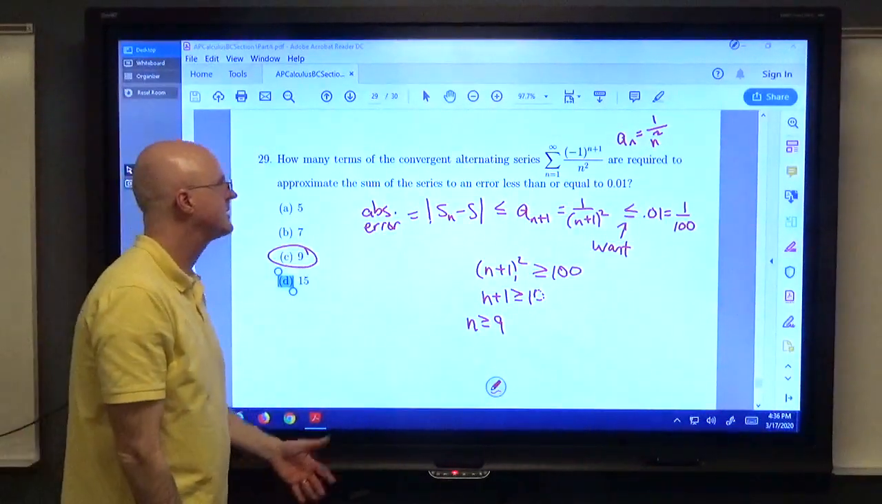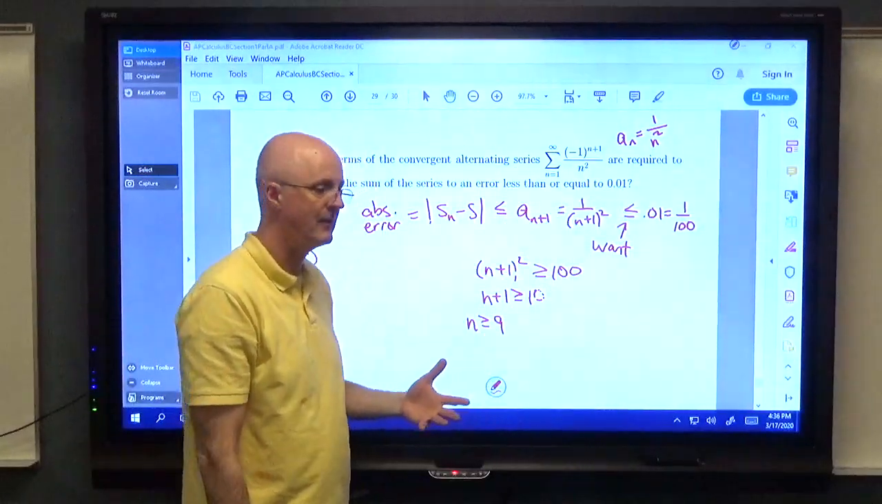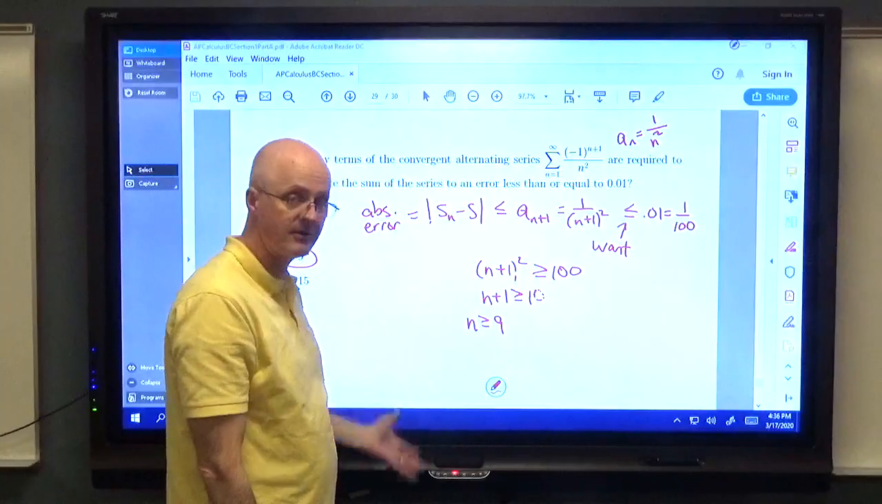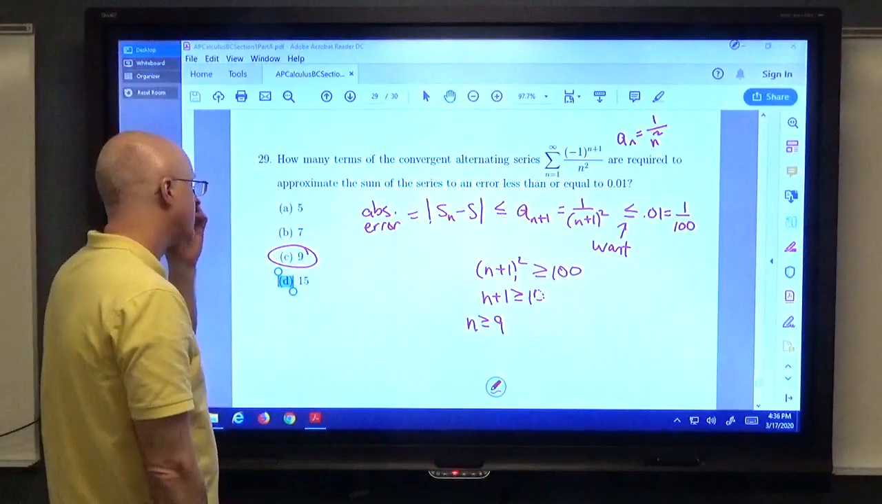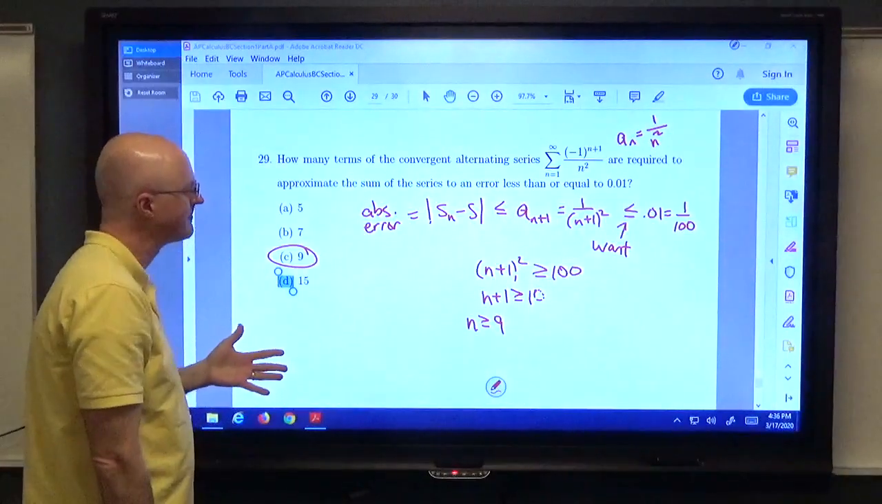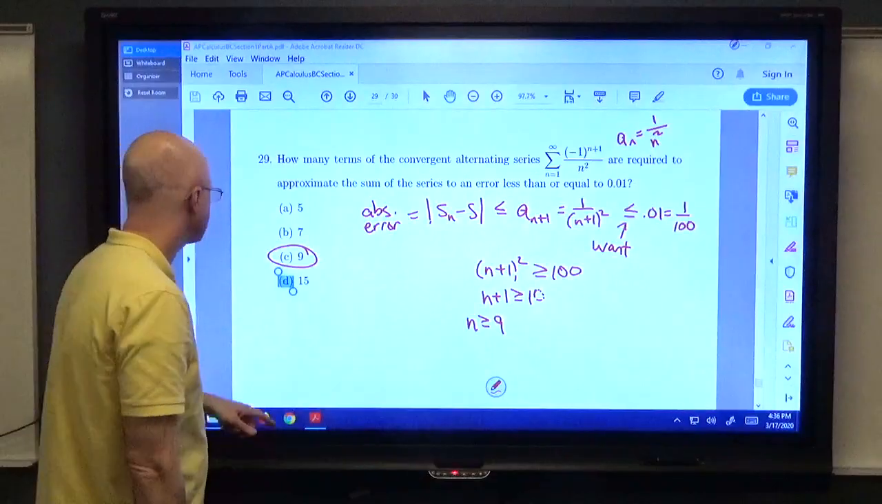It's possible it could be closer than 0.01 to the true answer when n is smaller than 9. But as far as this theorem goes, to guarantee it, you need 9 or bigger. And what you really want is the guarantee from the theorem.